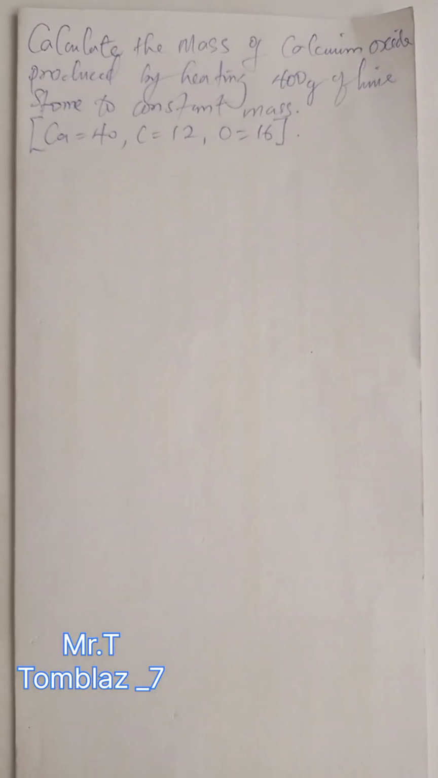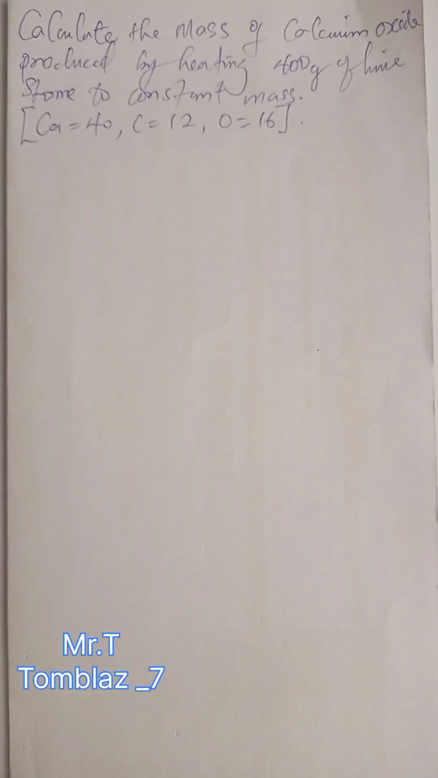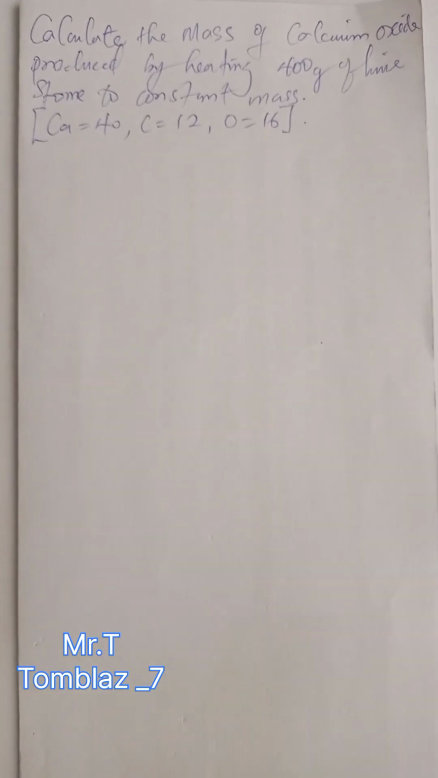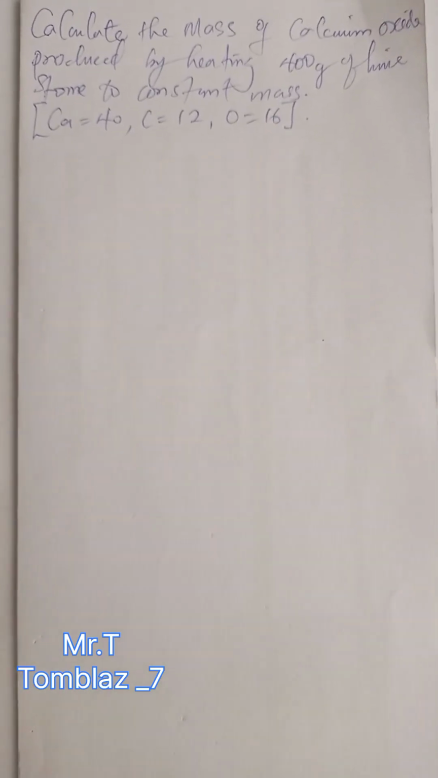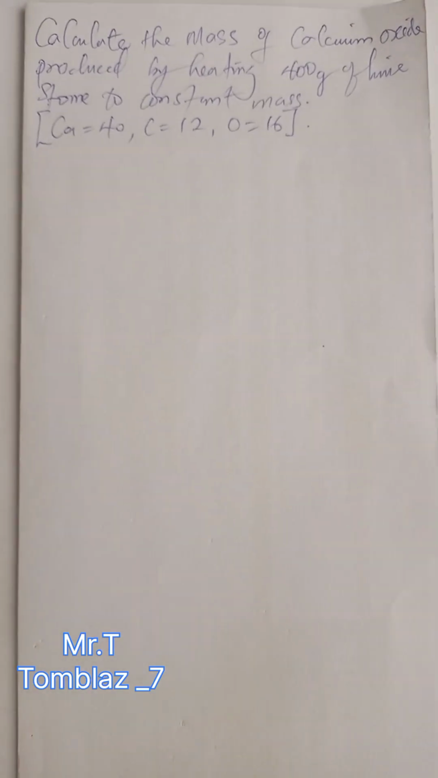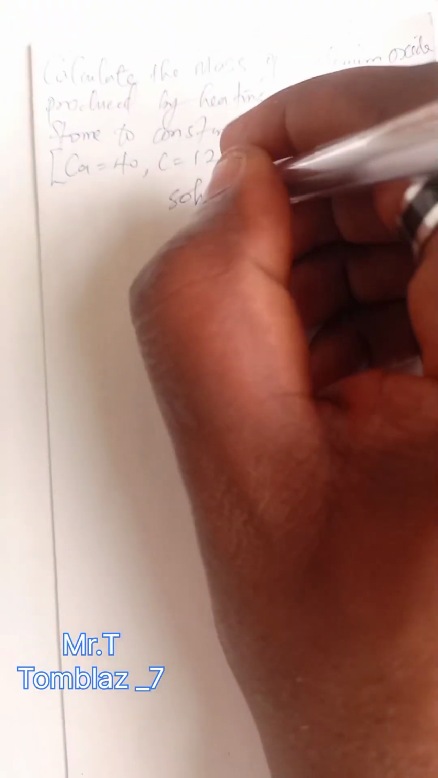It says we should calculate the mass of calcium hydroxide produced by heating 400 grams of limestone to constant mass. We are to take the atomic mass of calcium to be 40, that of carbon 12, and that of oxygen 16. Alright, solution.